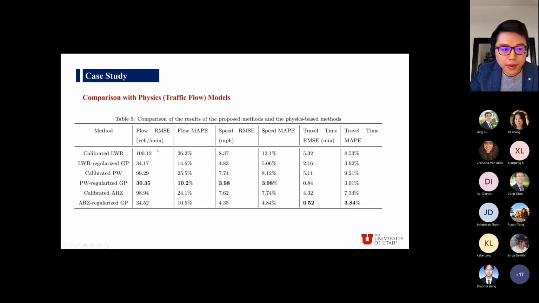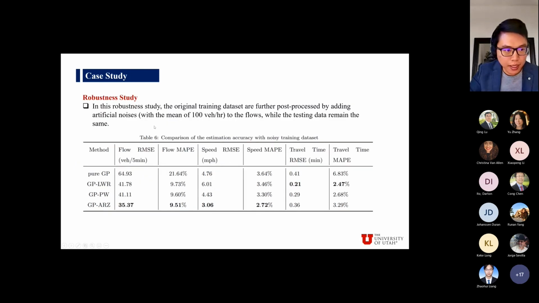And this is another comparison between the classical traffic flow model performance and the PRGP, and we can still see that the PRGP can clearly outperform the others. And again, when the data quality is good, the effectiveness of the PRGP is quite minimal. The improvement of the PRGP is quite minimal compared with the pure Gaussian process.